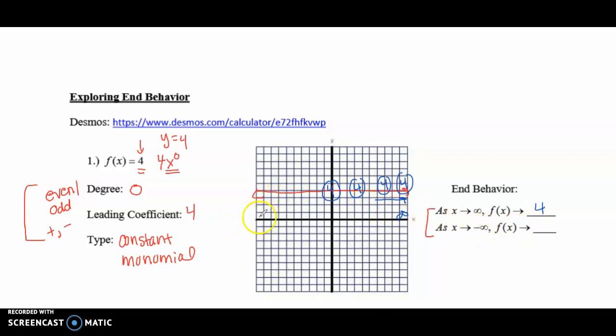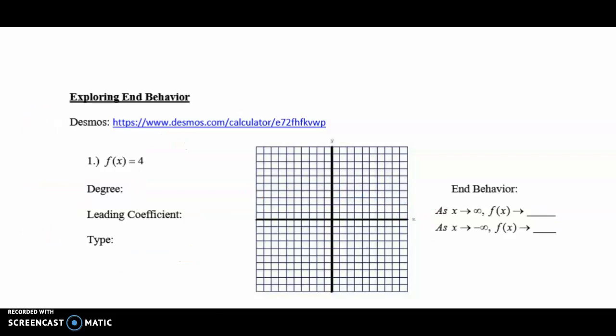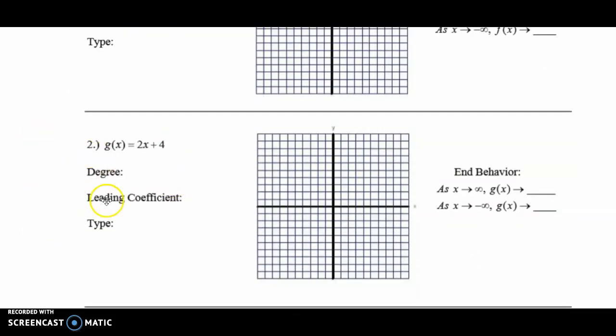Let's do the same thing over here. As x approaches negative infinity, as I go towards the left-hand side, what's your y value doing? Your y value is staying at 4. So as x approaches negative infinity, your function, or your y value, approaches 4. That's what you're going to do with this activity. You're going to scroll down and do the same thing. What is the degree? Make sure you check whether the degree is even or odd, and whether the leading coefficient is positive or negative. Those are the two things you have to get out of this activity.